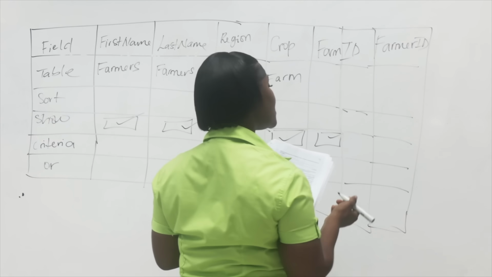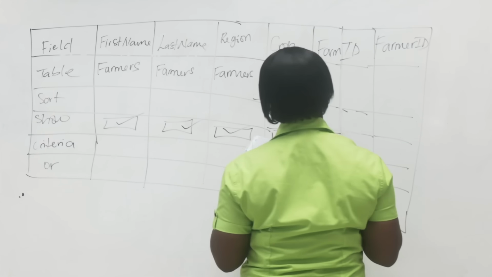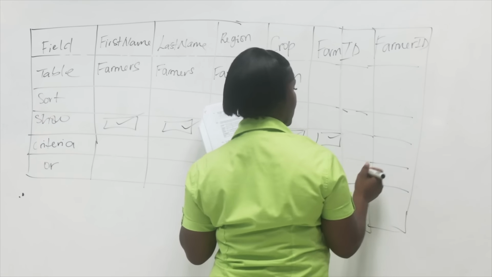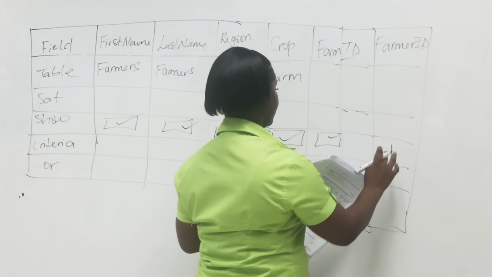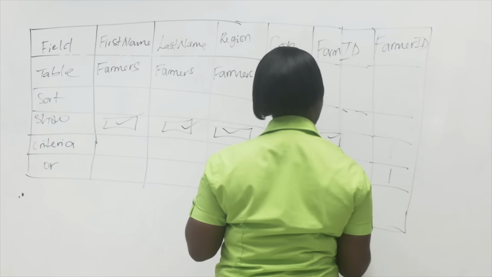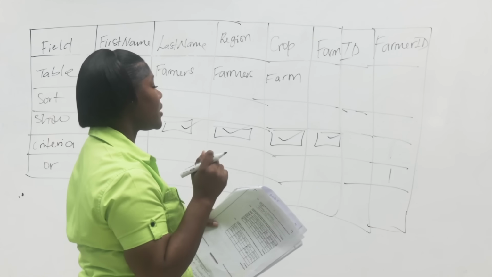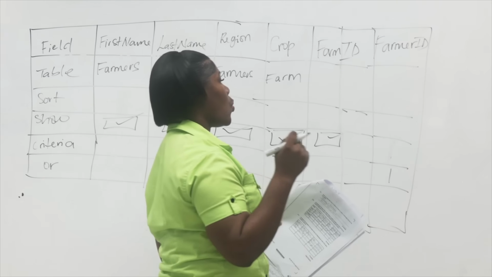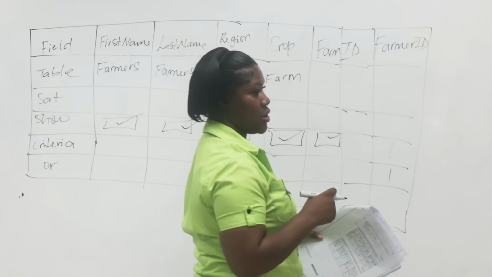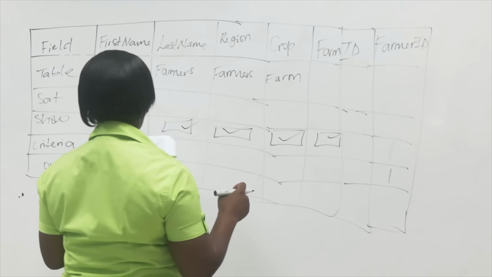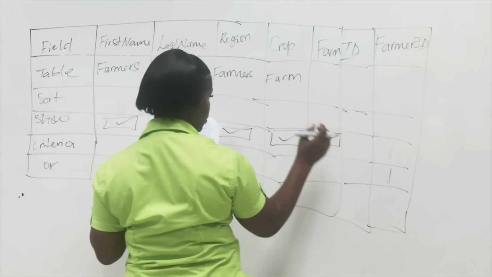The criteria that was given was the person with farmer ID 1. So we're going to put 1 right here where we have criteria. So that is telling the software that, hey, any farmer ID where you see 1, I want you to pull that record, right? So this is how your query would look.